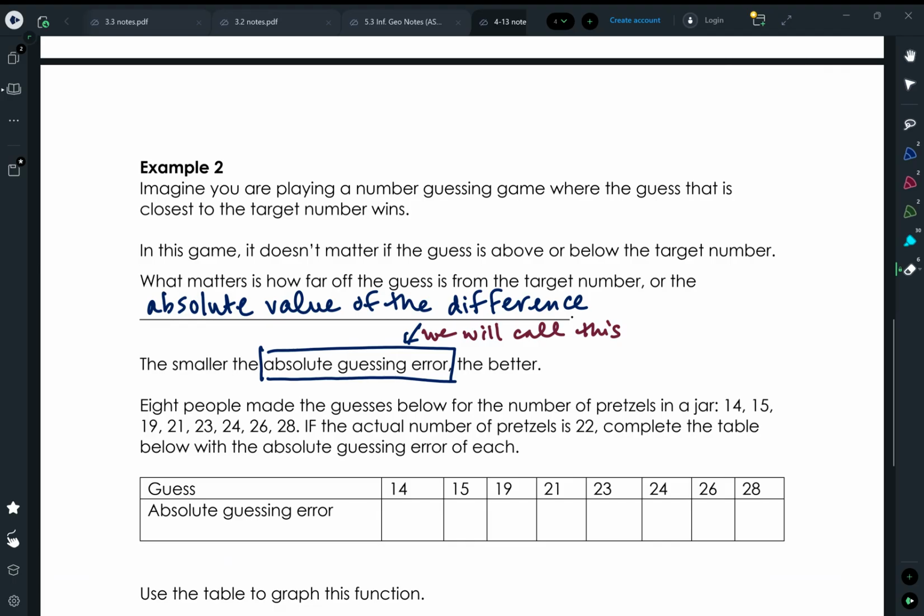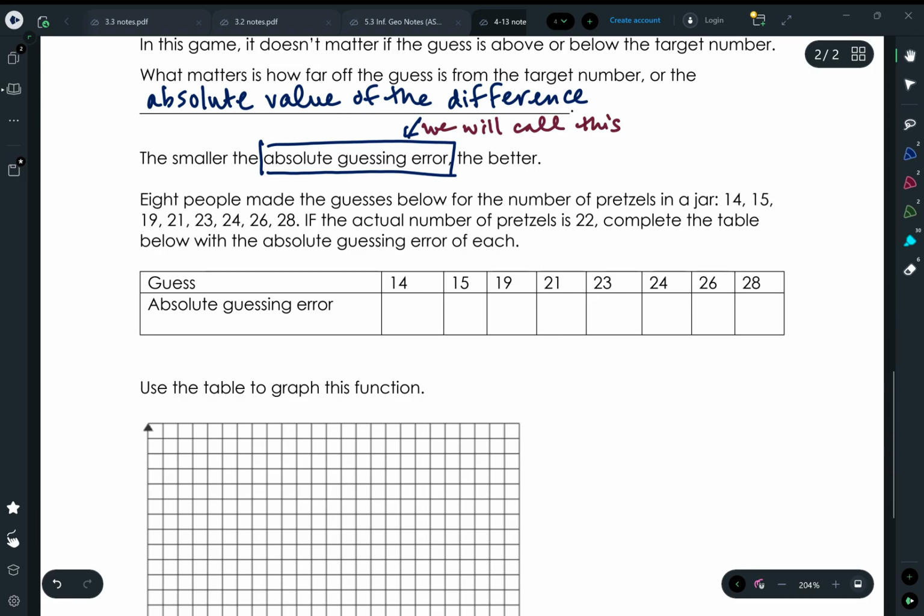So 8 people made the guesses below for the number of pretzels in a jar: 14, 15, 19, 21, 23, 24, 26, 28. The actual number of pretzels is 22. Complete the table below with the absolute guessing error of each.